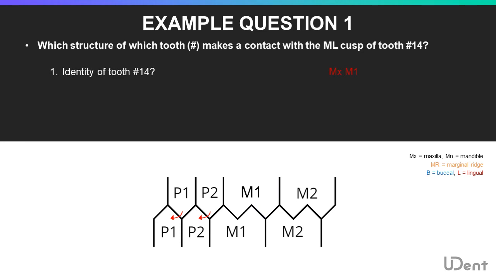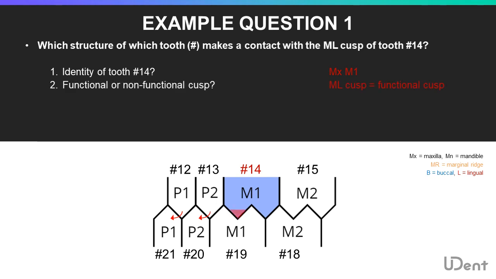1. What is the identity of tooth number 14? It is a first maxillary molar. Using this information, we can then number the other premolars and molars accordingly. 2. Is the ML cusp a functional or non-functional cusp? In this case, it is a functional cusp, which will make contacts with the opposing tooth. Non-functional cusps do not make contacts.